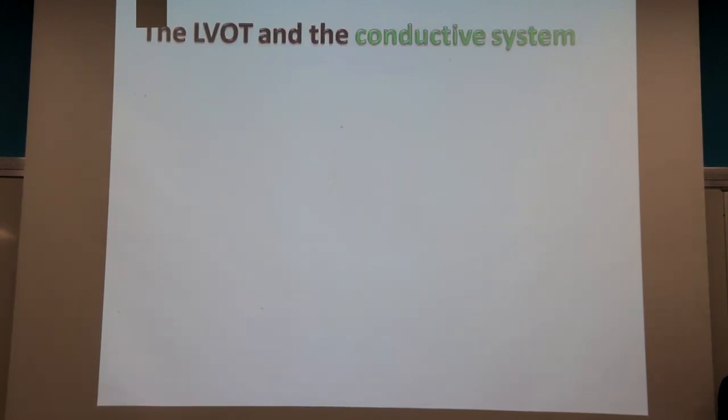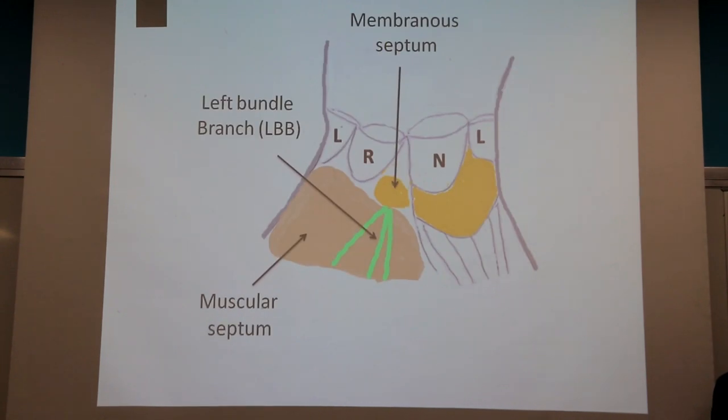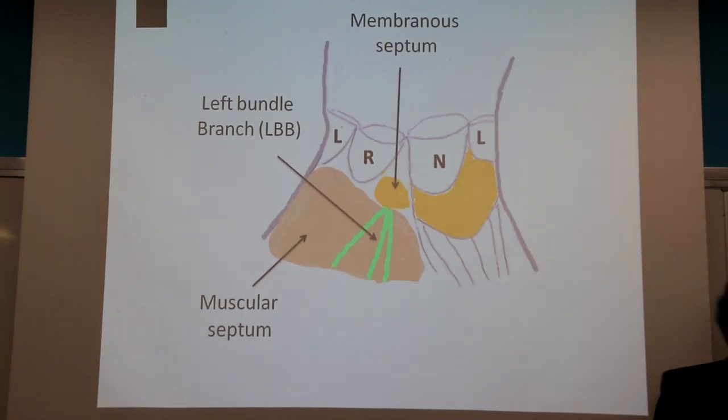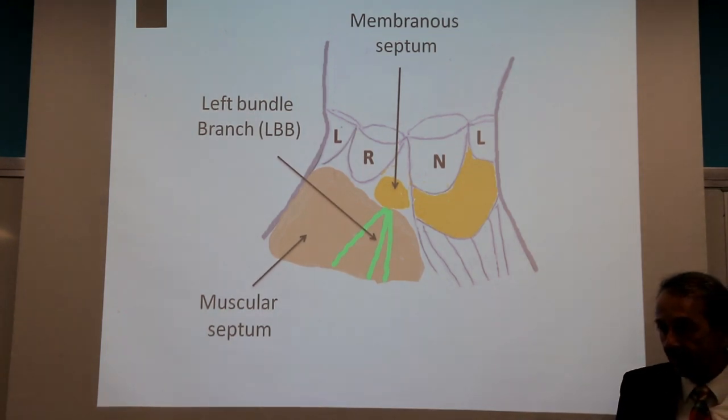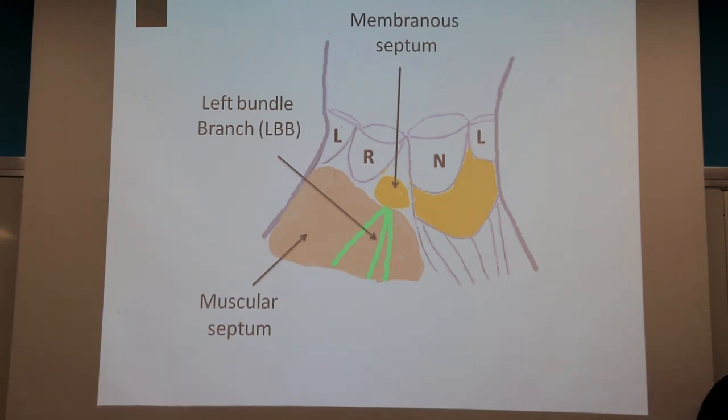The left ventricular outflow tract and the conductive system. This is a very important issue, especially to surgeons. Of course, I don't want any of my patients to go out of the operating room with complete heart block. So I have to understand the anatomy of the conductive system. Here is the membranous septum, and here is the left bundle branch. It is related to the membranous septum. So please don't put your scalpel here anywhere.